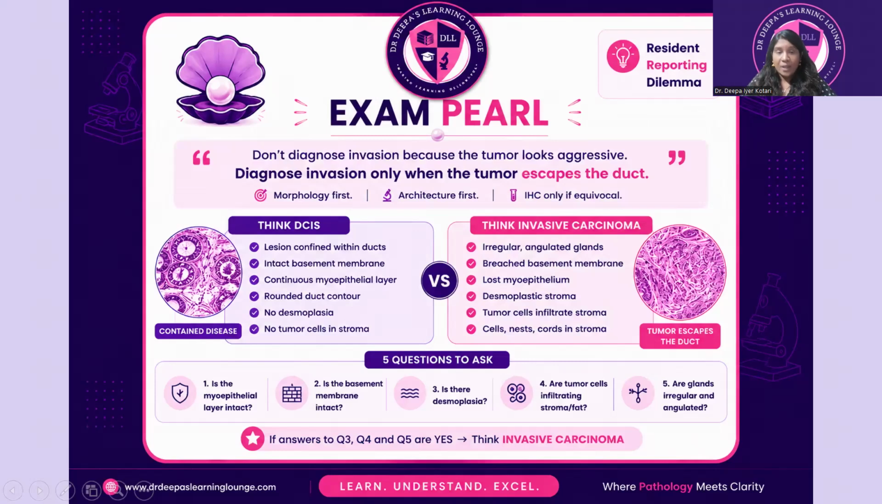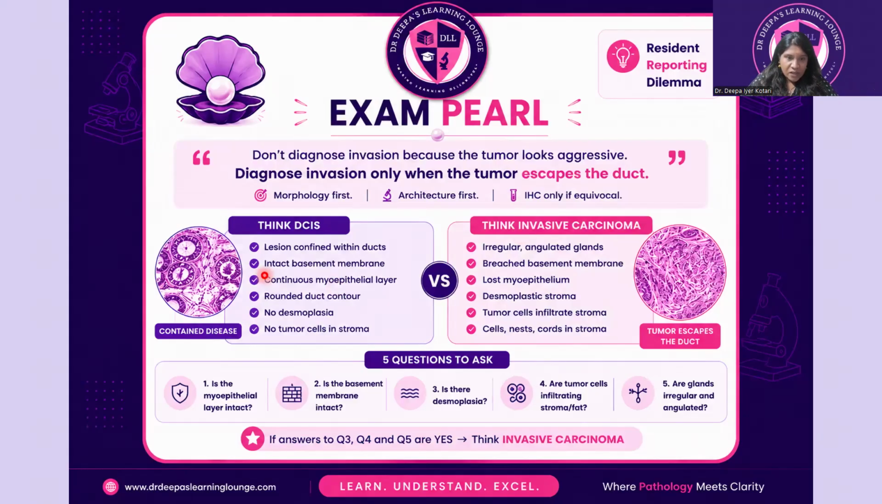As I already said, a very important point: don't diagnose an invasion because the tumor looks aggressive. Always call it invasive only when it escapes the duct and you have evidence of that as a breach in the basement membrane, lack of myoepithelial layer, mushrooming out from the duct, and a desmoplastic stroma around. Don't look at the nuclear architecture or how dangerous the cells look. DCIS versus invasion is not a nuclear diagnosis, it's an architectural diagnosis.